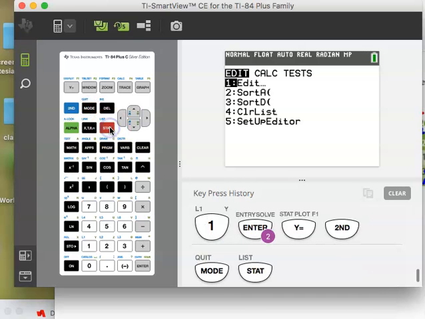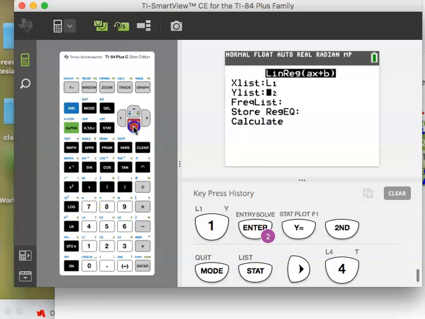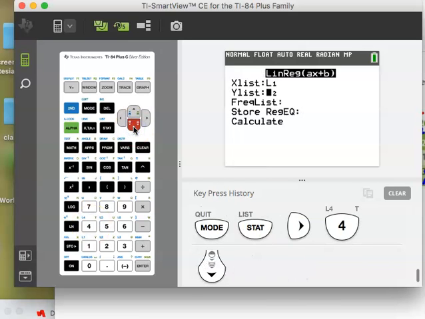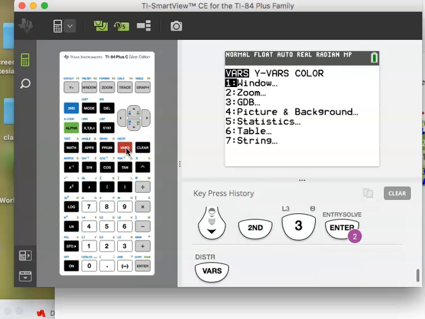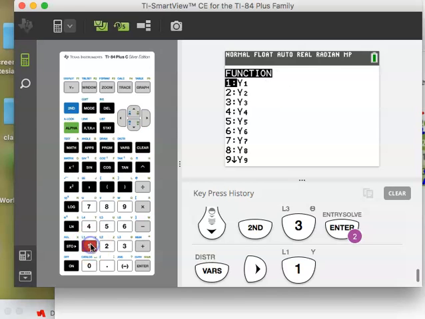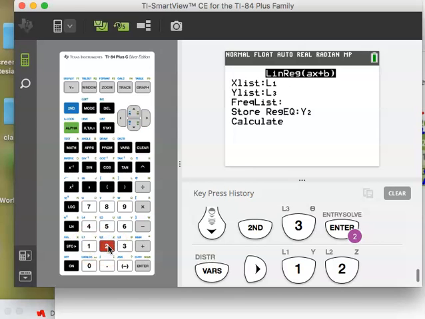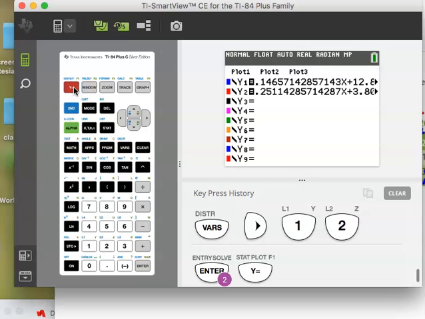So that's stats, calculate, number 4. And this time I want it to use the Los Angeles list. So I want the times, which is list 1, but then I also want list 3. So second 3 gets list 3 up there. And I want this stored in y sub 2. So variables, just to the left of the clear key, y variables by an arrow to the right, number 1 and number 2. So now, if we look in y equals, both of them are stored in there.